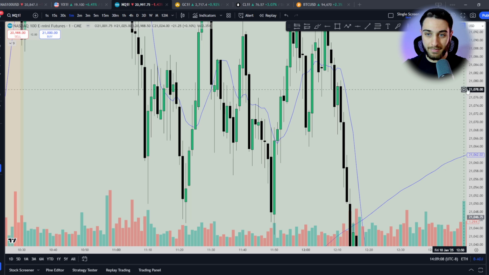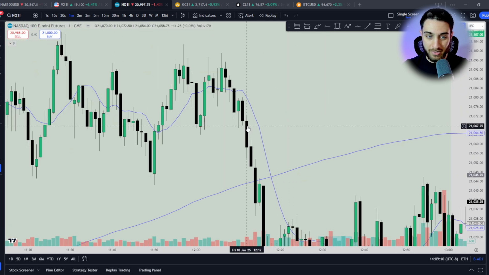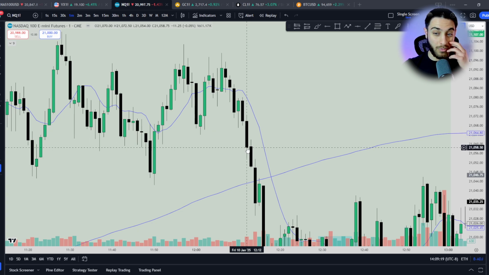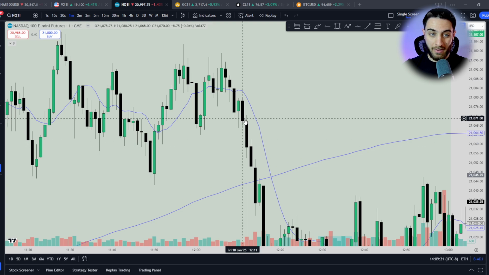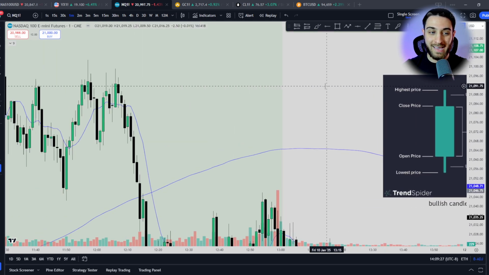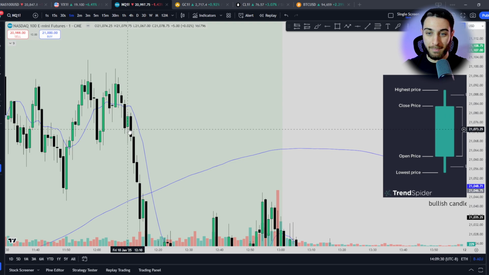Here, for example, bearish candle, 12:12, opened at this price at 21,069.75 and closed at 21,058.50. Now, you might be asking, what are these extra lines above and below the candle? Those just represent the highest point and the lowest point price moved in that specific 1 minute time window, which is just the time window we're in right now. We're not at 30-second anymore.